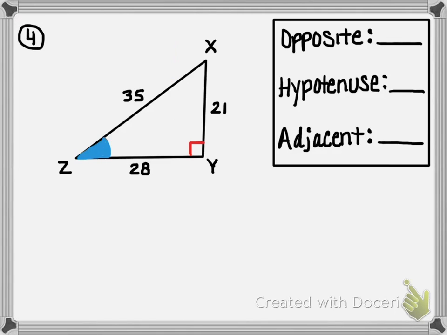Okay, last one that we're going to be doing together is number 4. So my angle is down here at Z. Opposite means across from, so across from angle Z is side 21. And I think it's helpful to draw the arrow so you can see what side is really across from it. After that, you want to look for the hypotenuse. The longest side of my triangle is 35. That's the biggest number. And then the last side is 28, which is my adjacent side because it's right next to angle Z.